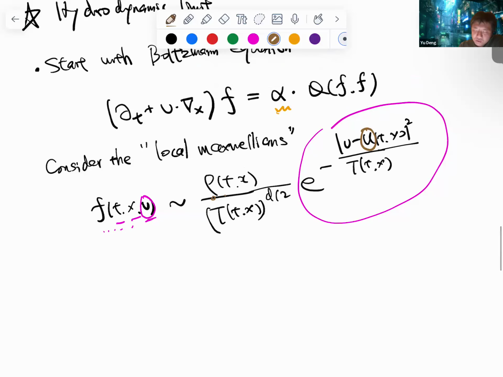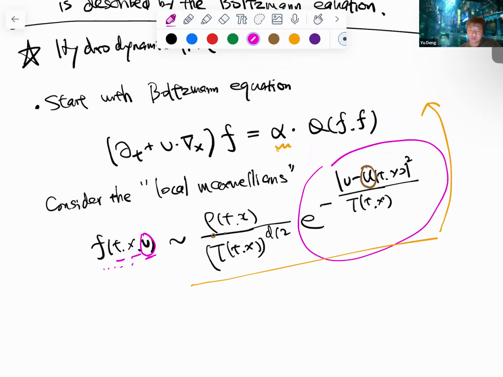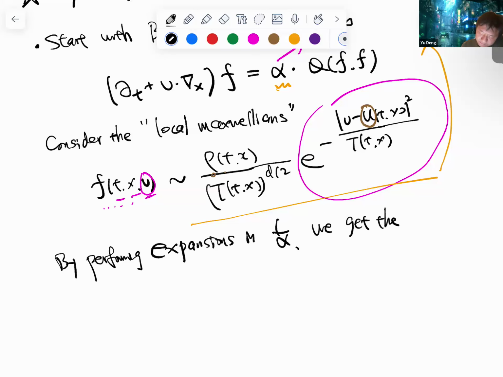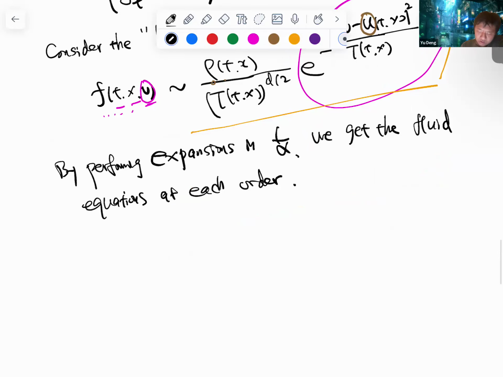Okay, and basically what you do is you start with this ansatz, you plug it into the Boltzmann equation, and you let alpha go to infinity. You perform an asymptotic expansion in the parameter 1 over alpha, which goes to 0. Not necessarily a Taylor expansion, but an expansion in 1 over alpha. By collecting the terms of each order, we get the fluid equations at each order. So here the u, u equals u(t,x), corresponds to the velocity field.